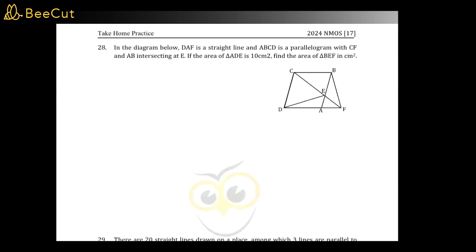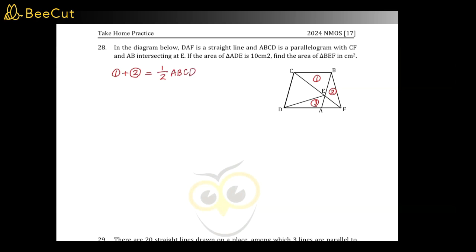Question 28. Right, this one is on half model. So let's label the triangles. Let's say this triangle 1, triangle 2, triangle 3. First, triangle 1 plus triangle 2. This is the triangle BCF. So that's half of the parallelogram, half of ABCD.